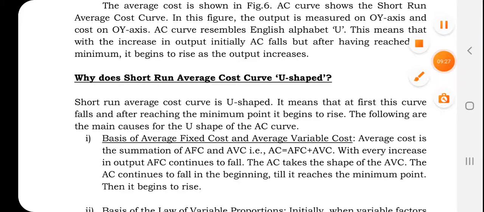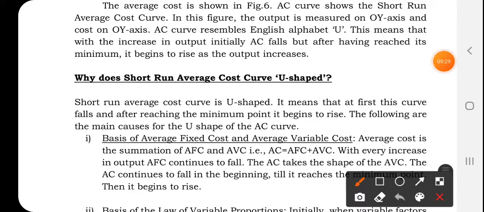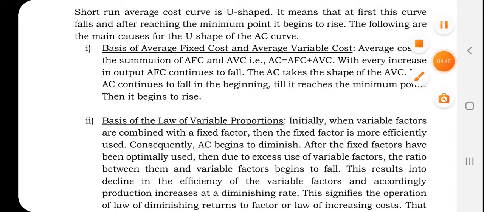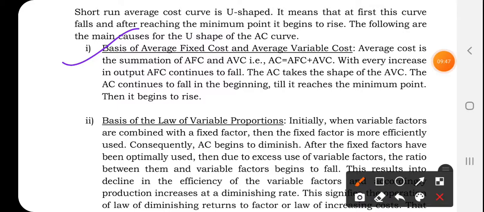This is a very important question. Why is the short run average cost curve U-shaped? The first point is that it is calculated on the basis of average fixed cost and average variable cost. As I have already shown you, the average cost curve is taking the shape of average variable cost, since the average variable cost is U-shaped.